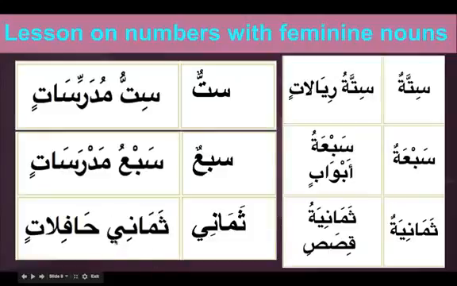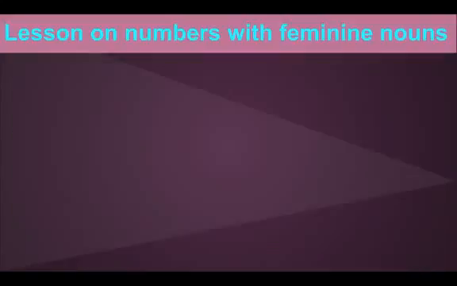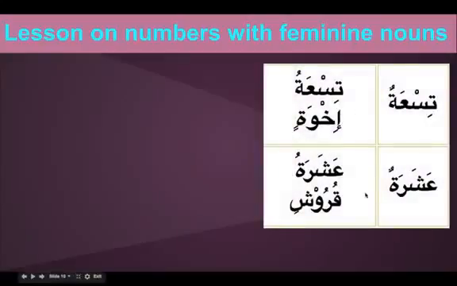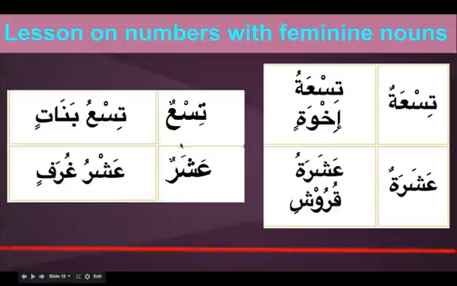If you see here, thamaniya hafilatin, bus. So we got tis'a and ashra. So tis'atu ikhwatin, ikhwatin is plural for brothers. So ikhwatin, ashratu qurushin. So for feminine nouns we have tis'u banatin, asharu ghurafin. Ghurafin is plural for ghurfatun.